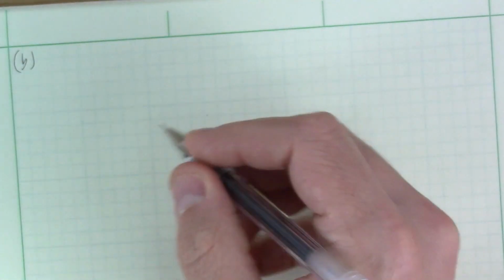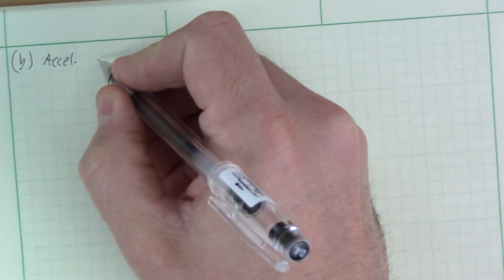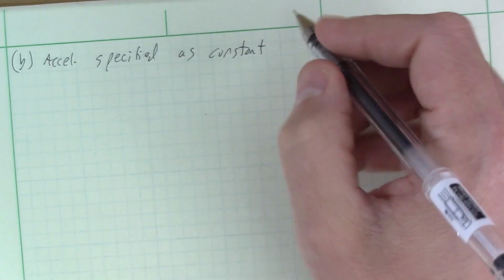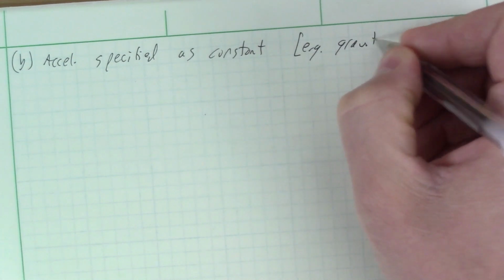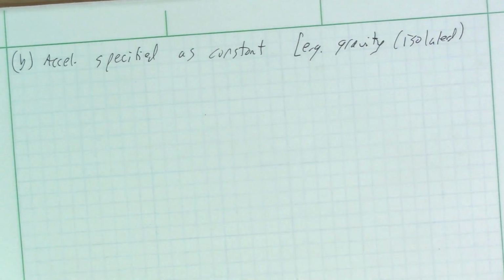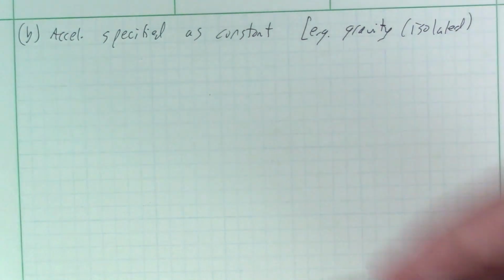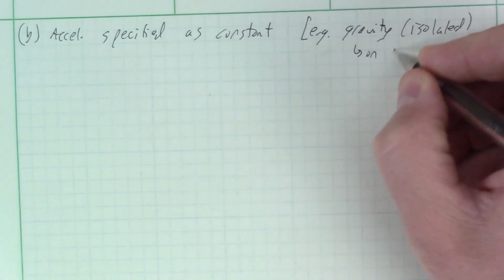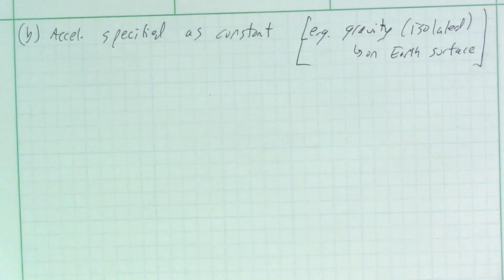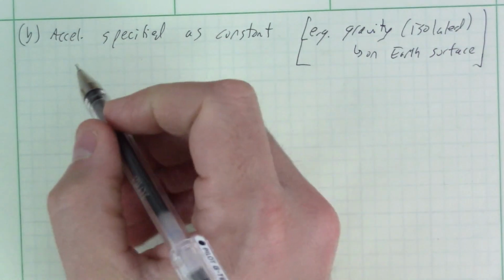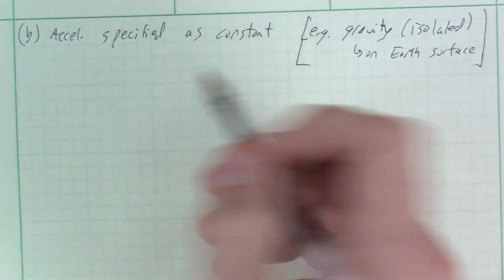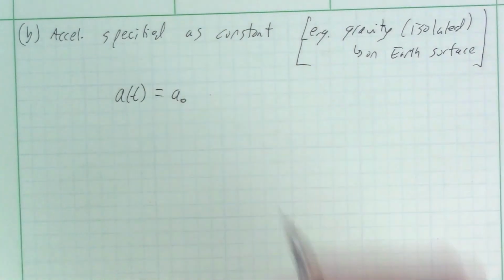So that is what I labeled as case B. Acceleration specified as constant. Special case of A. So we got some nice examples here. The one is gravity, or at least gravity if it's isolated, and also constant acceleration due to gravity. So we're close to the Earth, on Earth's surface, meaning basically the gravitational acceleration is constant. As you get further away, or as the object gets more massive compared to Earth, we can no longer make that assumption. But this is the case where acceleration is specified as a constant.